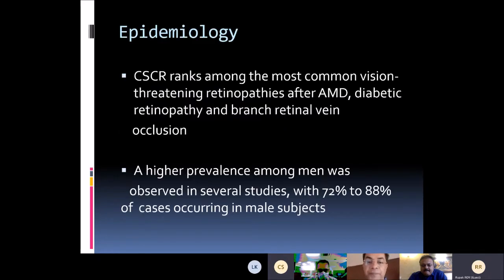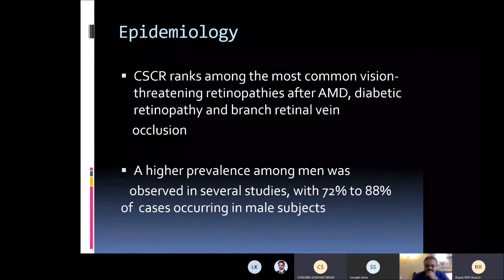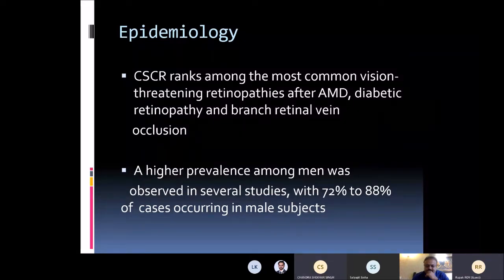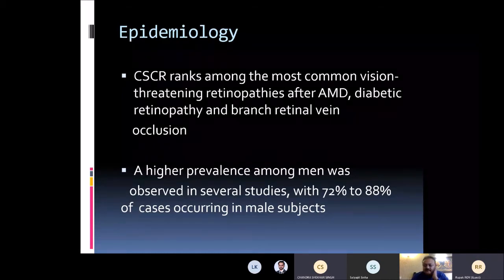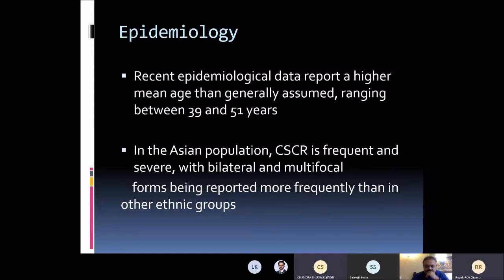So, coming to epidemiology, CSCR ranks among the most common vision-threatening retinopathies after AMD, diabetic retinopathy, and branch retinal vein occlusion. A higher prevalence among men was observed in several studies, with 72 to 88% of cases occurring in male subjects. Recent epidemiological data report a higher mean age than generally assumed, ranging between 39 to 51 years. And in the Asian population, CSCR is frequent and severe, with bilateral and multifocal forms being reported more frequently than in other ethnic groups.